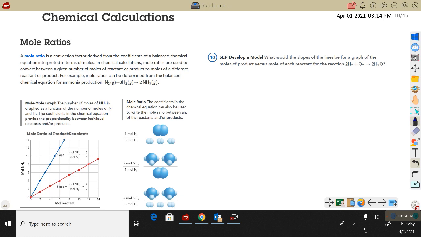So when I look at all the different ratios I could pull from that balanced equation, we could compare amounts of reactants. So I could say for every 1 mole of nitrogen, there's 3 moles of hydrogen, or vice versa. Every 3 moles of hydrogen requires 1 mole of nitrogen. Or we can compare ratios of reactants and products. Every 1 mole of nitrogen produces 2 moles of ammonia, or 3 moles of hydrogen produce 2 moles of ammonia.